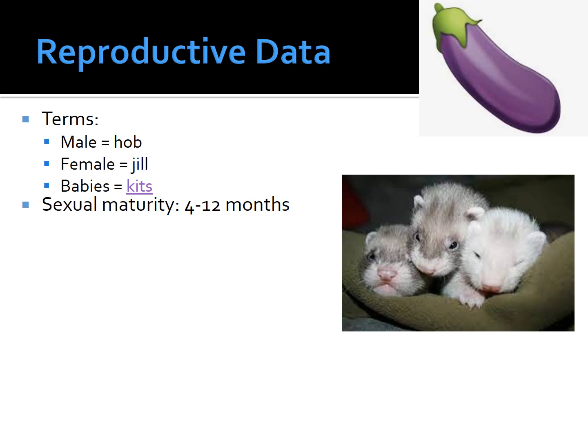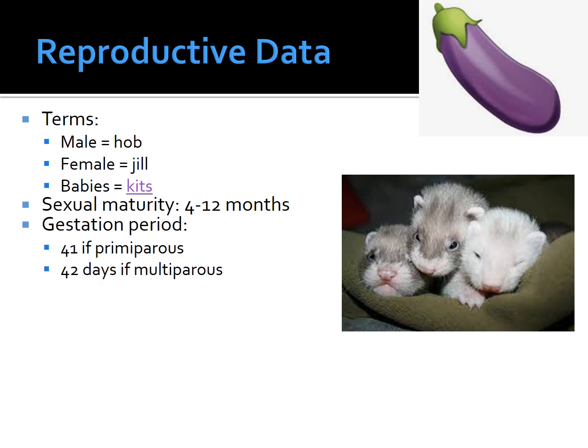Reproductive data. Some interesting things, these are not terms that we're going to have heard in other species we've studied. So the male is a hob, the female is a gill, and the babies are kits. Sexual maturity is 4 to 12 months. Their gestation period, this is really neat. If they haven't had a litter before, their gestational window is 41 days, but if they have had a litter before, it's 42 days, and they're pretty much to the letter on that.